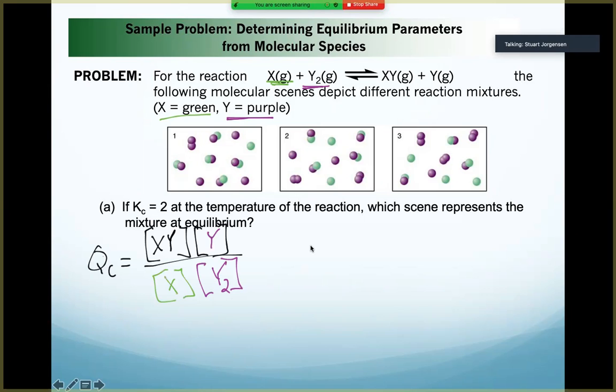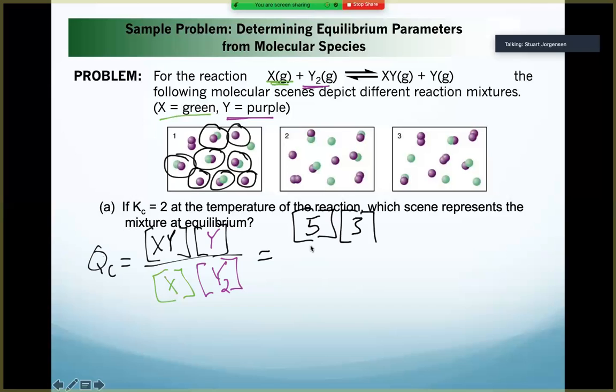So let's pull some numbers. Let's count them up and see what we got. For XY, we're looking for 1 purple and 1 green. I'm going to do the first box first. We got 1, 2, 3, 4, 5 of those XYs. So for box 1, we've got 5 of the XYs. We're looking now for our monatomic Ys. That's just lone purples. 1, 2, and 3 of those.